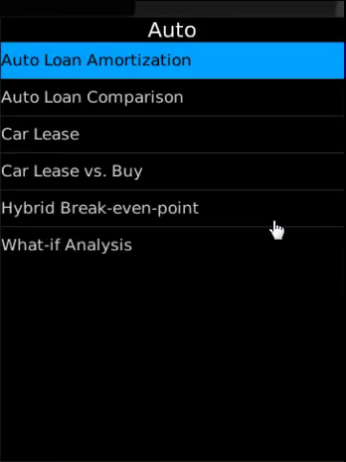The auto loan BlackBerry application covers auto loan amortization, comparison, car lease versus buy, hybrid break-even point, and what if analysis.